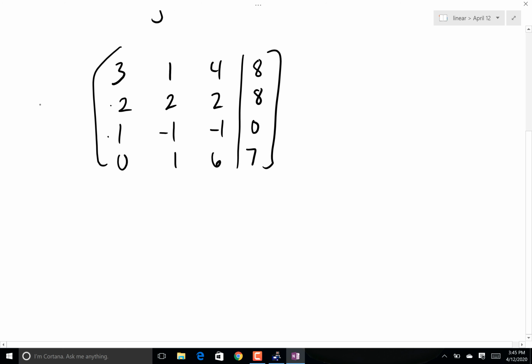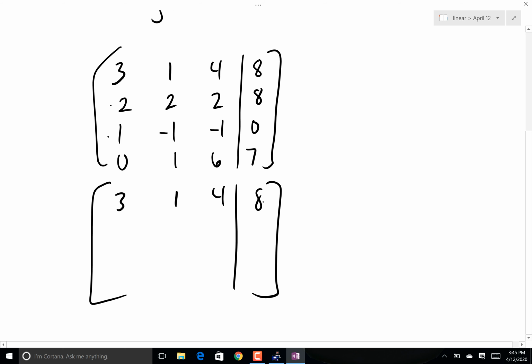What do I want to do here? I want to do 2R1. Actually, I'm not going to do that at all. I'm not going to touch R1. Well, yes, I'm going to touch R1, but not for a second. So I'm going to do R2 minus 2R3. That's the first thing I'm going to do.